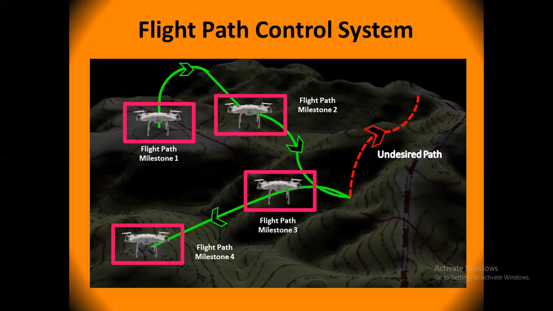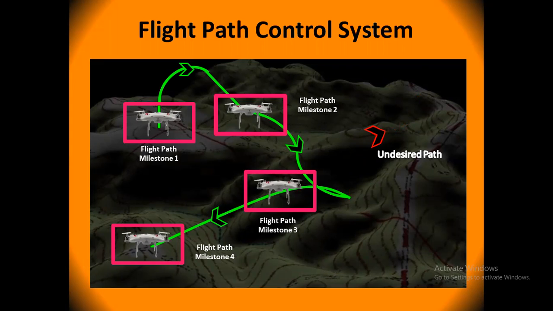So it's very important. Let's come to the flight path control system and how it is determined. If you see the flight path in green color, the first flight path with milestone one, you can see the arrow mark. That is the determined path which we have selected, from 1 to 2, 3, 4. These are the trajectories, and this is the path it should follow. If there is a problem in the path control or there is instability, this undesired path will come into picture.